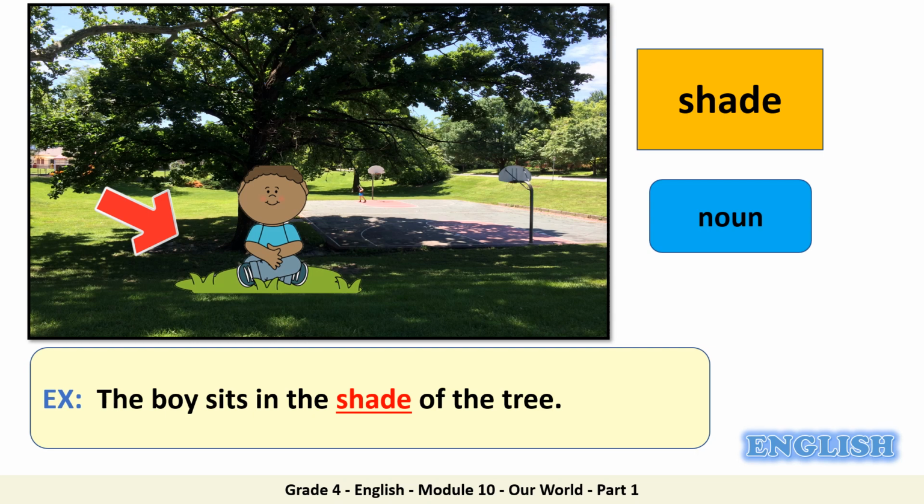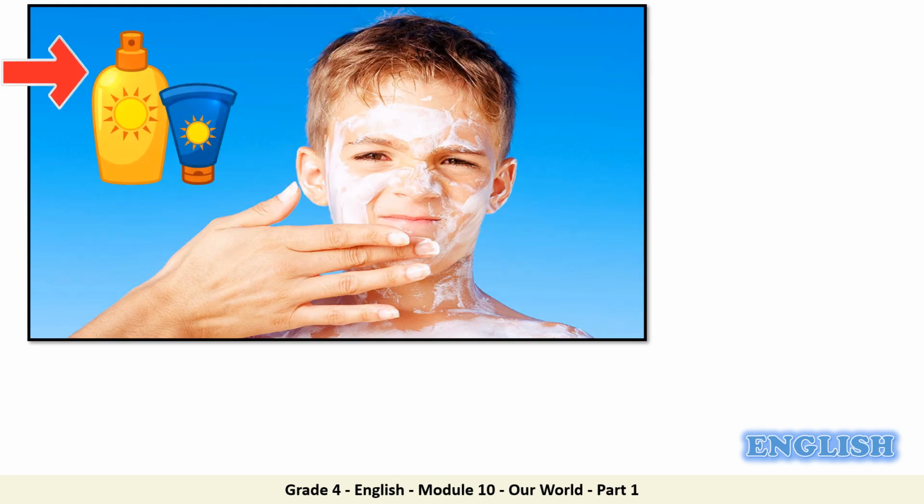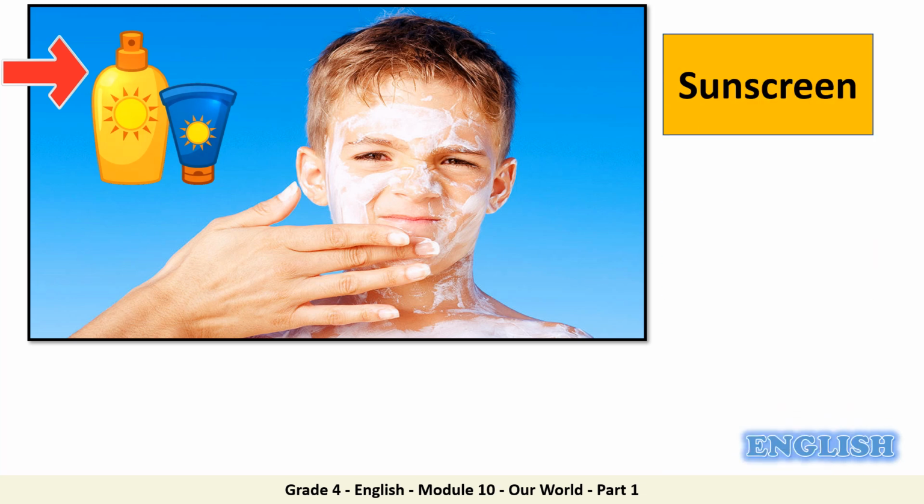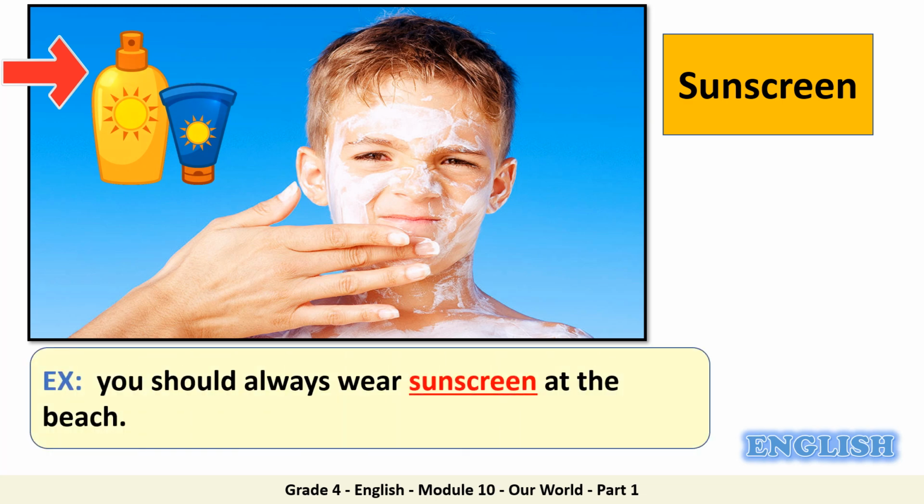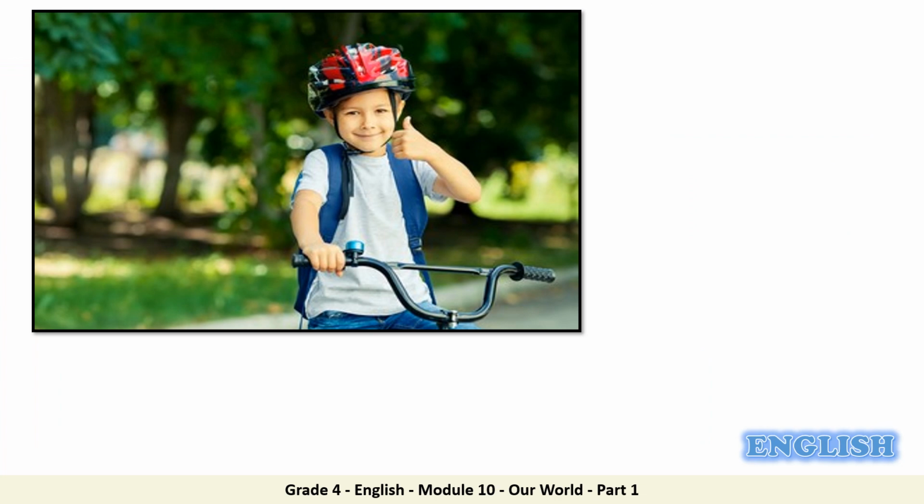Can you identify which part of speech it is? It's a noun. What about this picture? What does the boy have on his face? Sunscreen. Let's use it in a sentence. You should always wear sunscreen at the beach. Can you identify which part of speech it is? It's a noun. Have a look at the last picture. What is the boy wearing on his head?